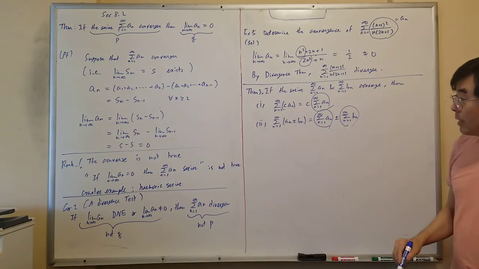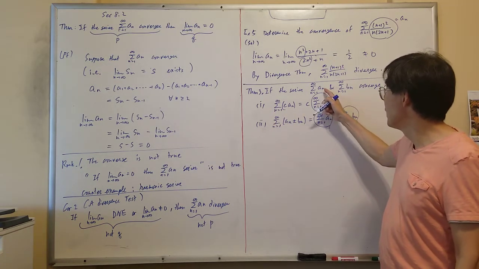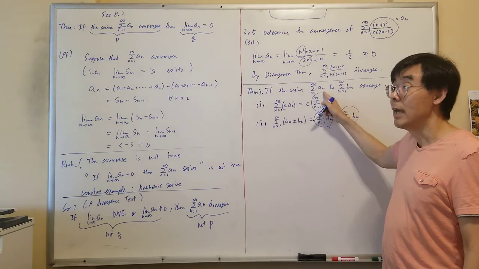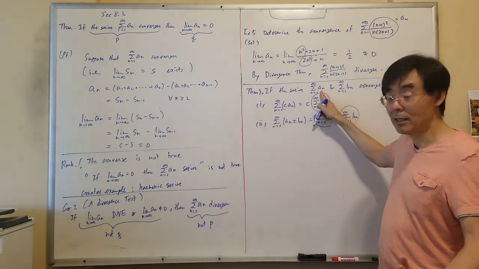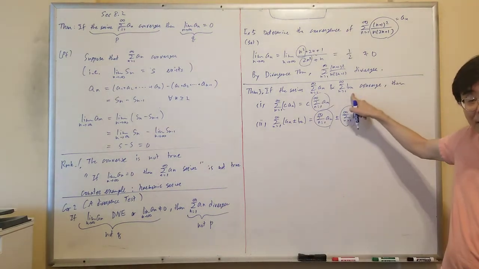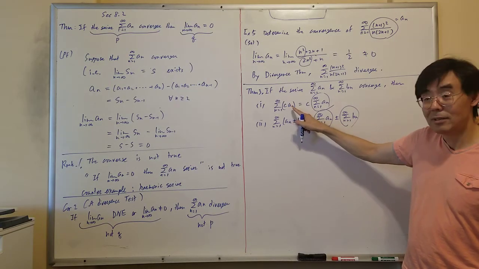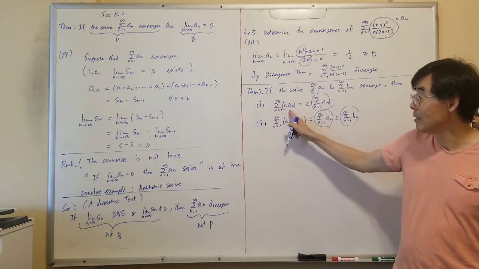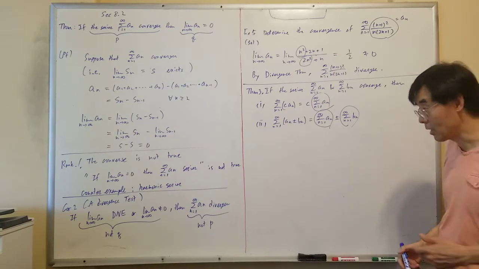This one can be proven easily by using the definition. What does it mean for this series to converge? The partial sum sequence S_n has a limit. I'm going to call the partial sum sequence of b_n as T_n. T_n converges. This will be C times S_n. By the limit property, a constant multiple can be taken out of the limit.